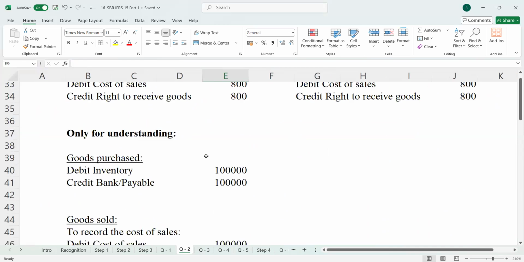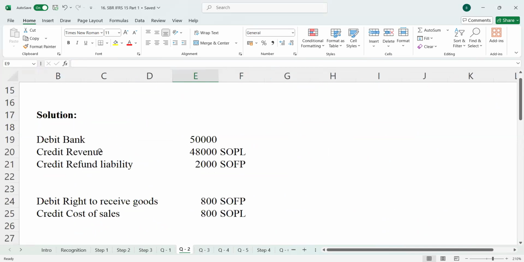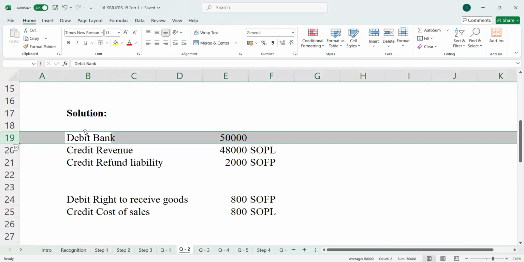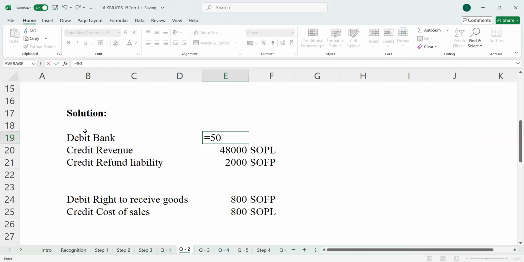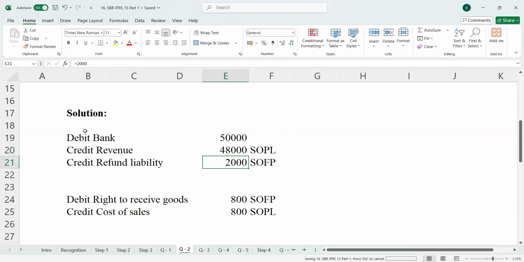So what entry do I recognize for this? When I receive money, I will recognize the entry as debit bank, credit revenue. And listen, I am not sure of the 2 units that I have sold. I have received the money today, but if the customer returns those goods back to me, I have to refund that amount. So bank I will receive is 15 multiplied by 1000, revenue 48 multiplied by 1000, and I will have to recognize a refund liability for 2000. I may have to refund this amount in future.